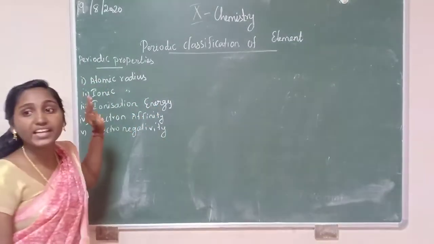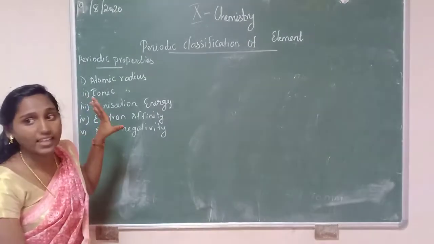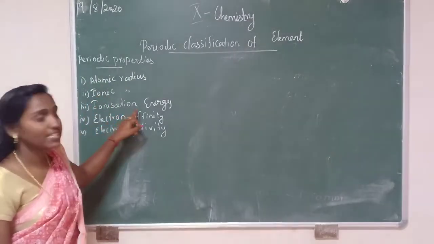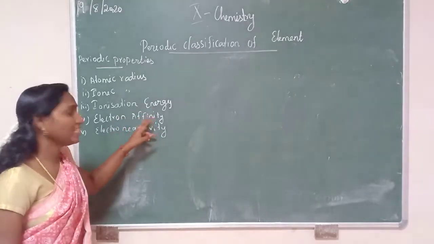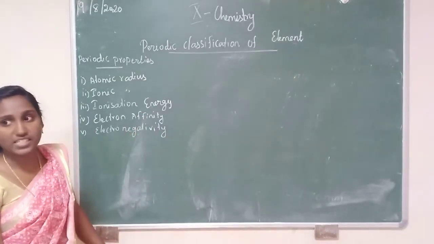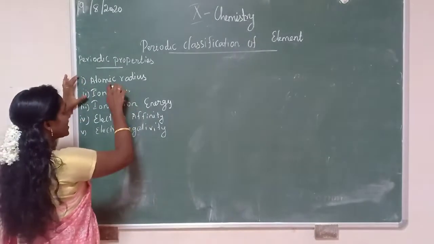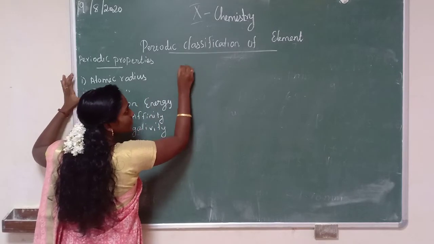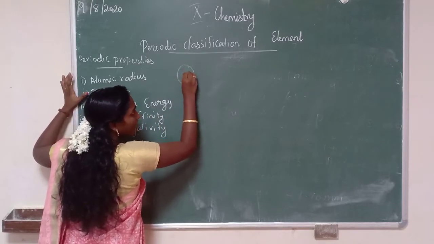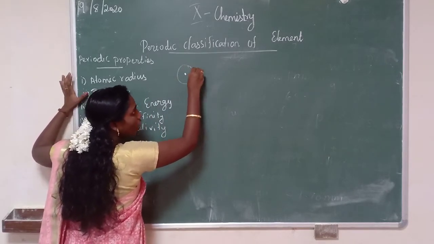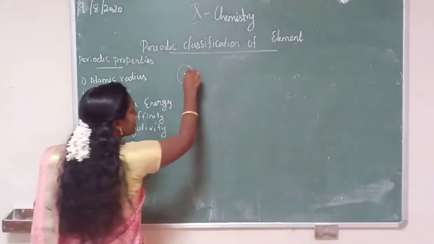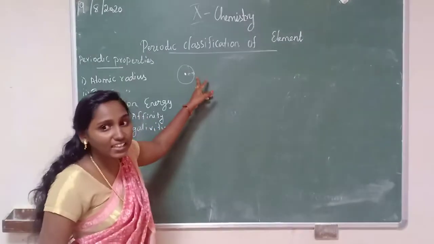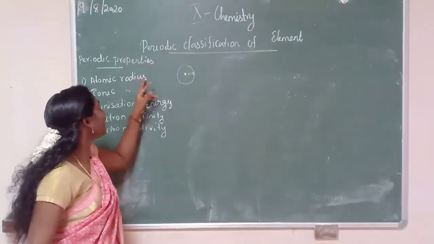So what are the periodic properties? Five properties are there. That is atomic radius, ionic radius, ionization energy, electron affinity and electronegativity. Okay. So in the last class we discussed, atomic radius means what? Atomic radius means the distance between the center of the nucleus and the outermost shell. Okay, so that distance between the center of its nucleus and the valence shell is called atomic radius.